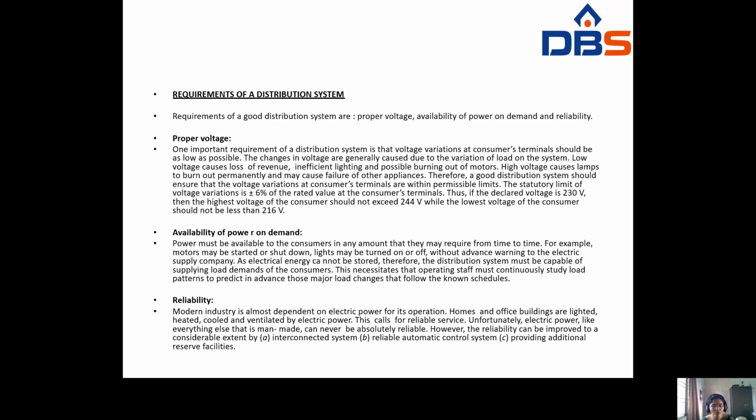Proper voltage: one important requirement of a distribution system is that the voltage variations at the consumer terminals should be as low as possible, to maintain fluctuations as low as possible. The changes in voltage are generally caused by the variations of the load on the system. Whenever there are changes in the load, voltage changes will occur.